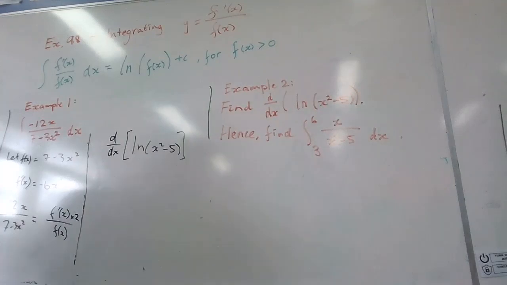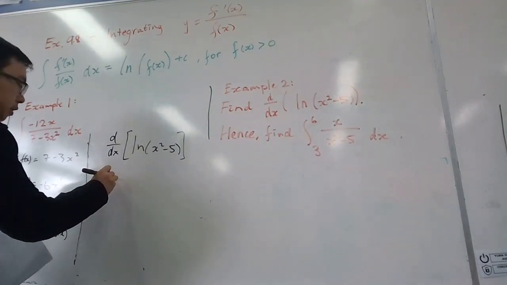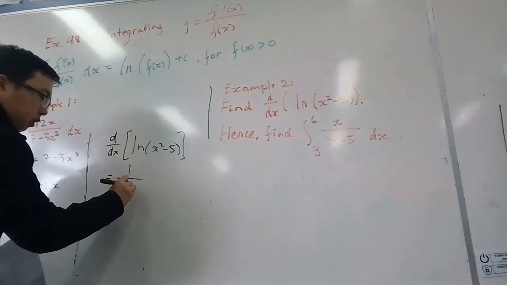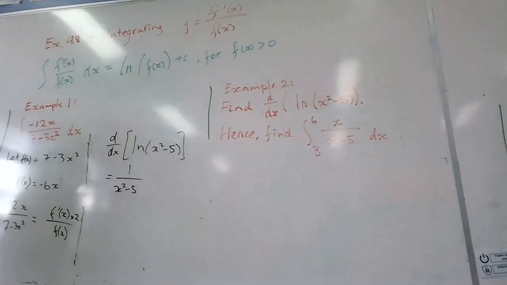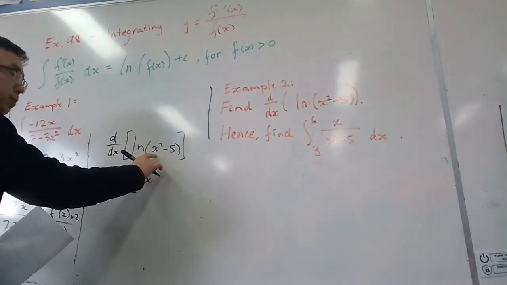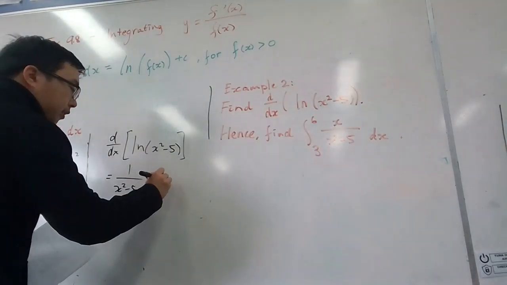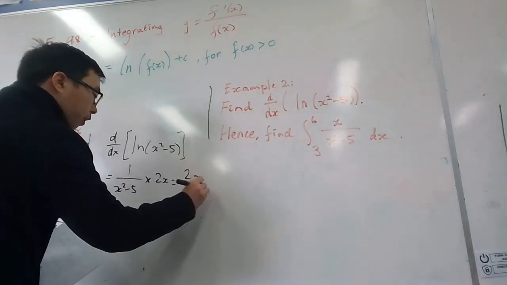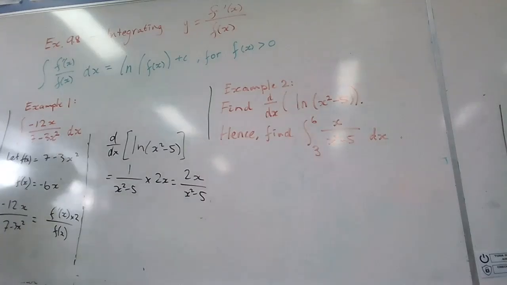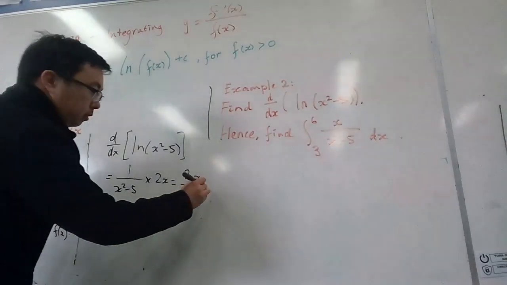So finding the derivative of that, of course, it's going to give us 1 over x squared minus 5, right? Because that's the derivative of our natural log. And then multiply, because it's chain rule, by the derivative of the inside, which is 2x, which gives us 2x over x squared minus 5. Oh, apologies, plus c.